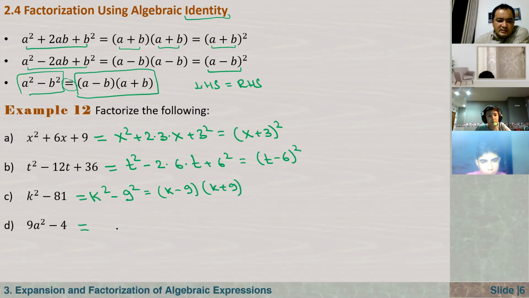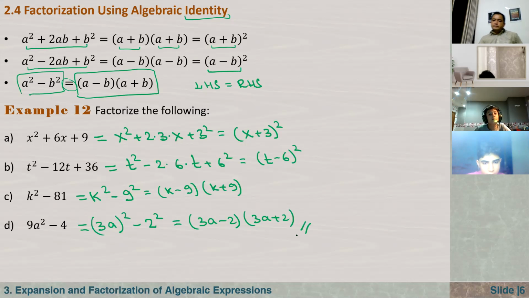And how about 9a squared minus 4? 9a squared, I can write it as 3a, the whole squared, right? Minus 2 squared. So now it is a squared minus b squared. So we can write it as 3a minus 2 and 3a plus 2. Okay?